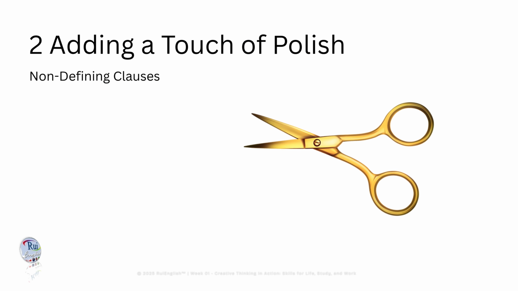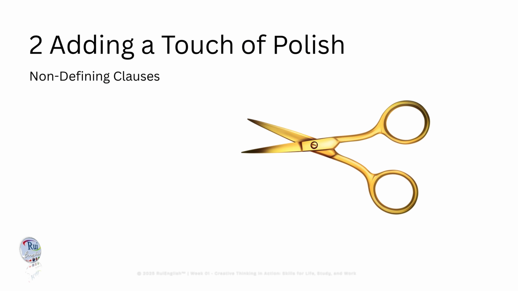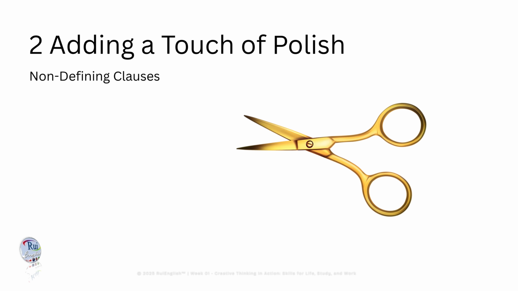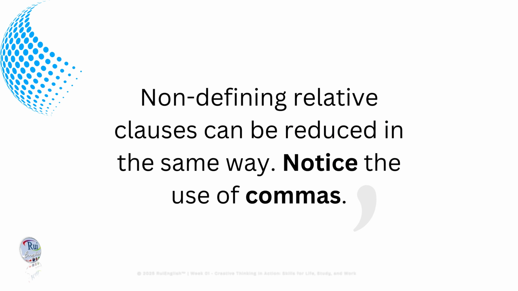Now, let's add a little touch of polish. You can use these exact same techniques to add extra interesting details to your sentences, kind of like a little side note for your reader. So, the crucial point here is this. When you use these phrases to add extra info, you've got to frame it with commas. The commas are like a signal to your reader that says, hey, by the way, here's a little bonus fact about the person I'm talking about.